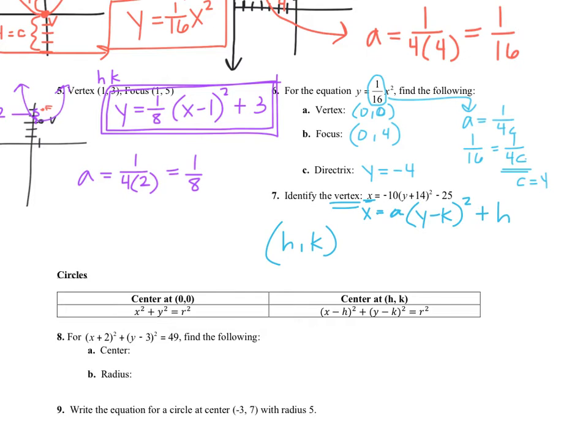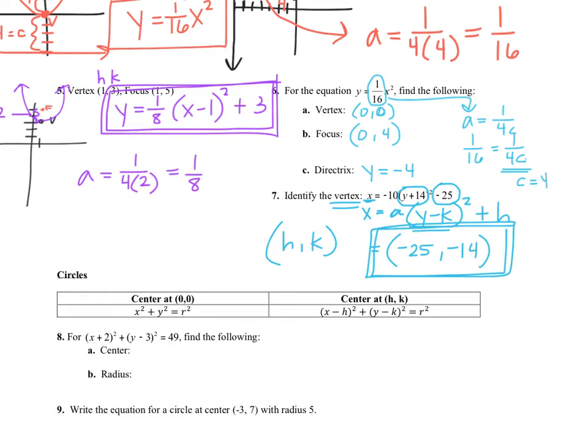And if you look here, that means that h is going to come from here, okay? And it's plus h, so this would be plus a negative 25. So that means our h value is going to be negative 25. And then our k value, it is y minus k. But we've got y plus 14. That means it's y minus a negative 14. So this would be negative 14. And our vertex then would be negative 25, negative 14.